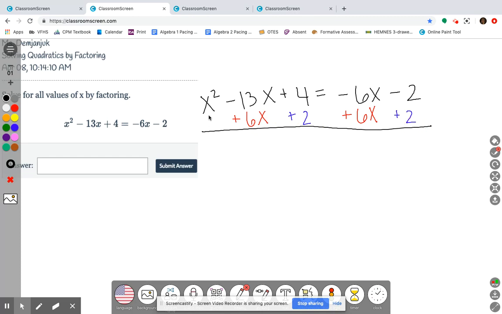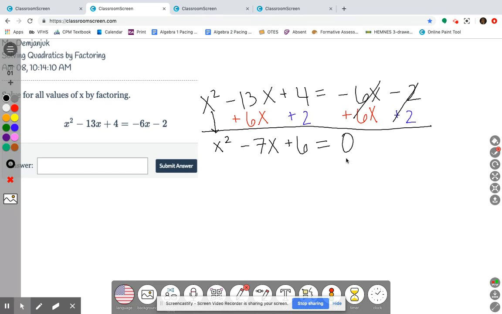Now looking at what I have left, I'm going to bring down my x squared piece that I haven't touched. I know that negative 13x plus 6x leaves me with negative 7x. Positive 4 and adding 2 more leaves me with plus 6. Set that equal to 0, because negative 6x plus 6x are a zero pair and cancel out, and negative 2 plus 2 are a zero pair, so they also cancel out.